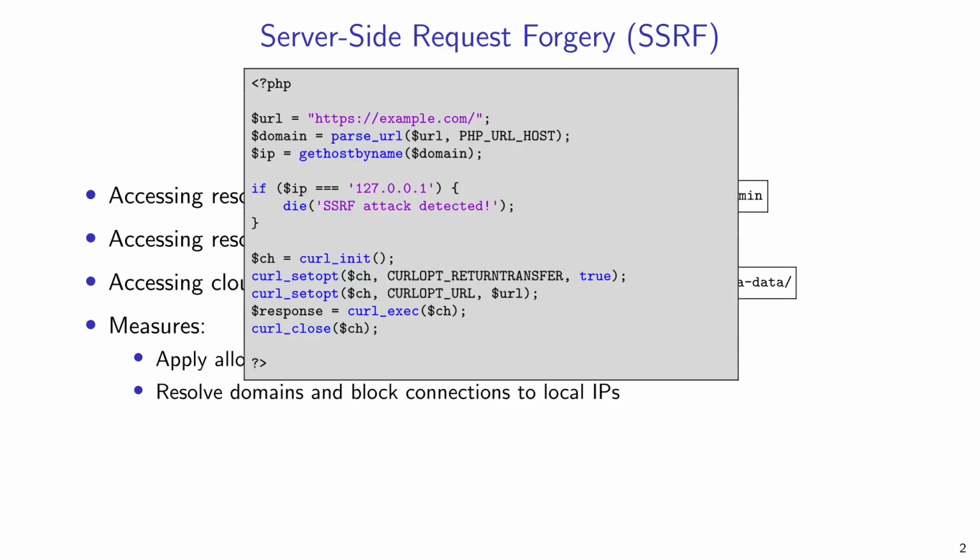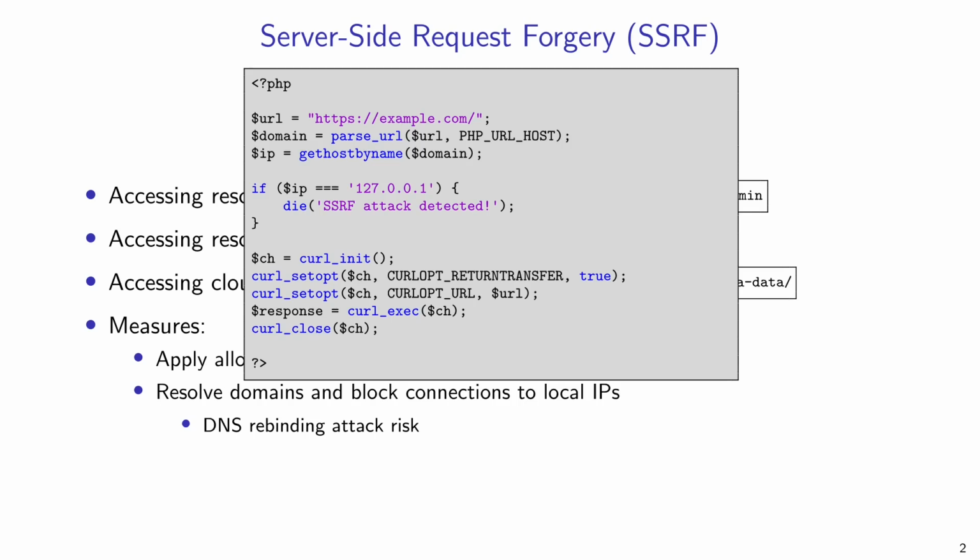Consider this example code here. So here we are extracting the domain name from the submitted URL, resolving it to an IP address, and here if it turns out to point to the loopback IP address, we consider it to be an SSRF attack. Otherwise, we proceed to fetch the resource using curl. Very good. Now, the security issue with this code is that it is vulnerable to a DNS rebinding attack.